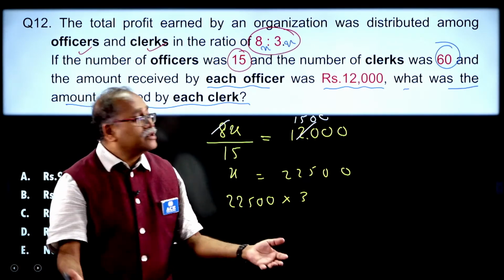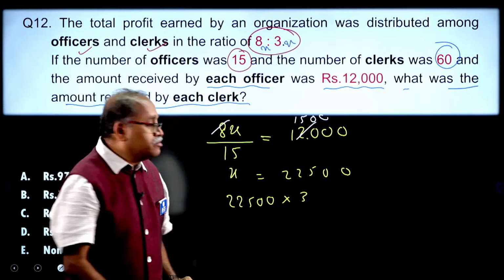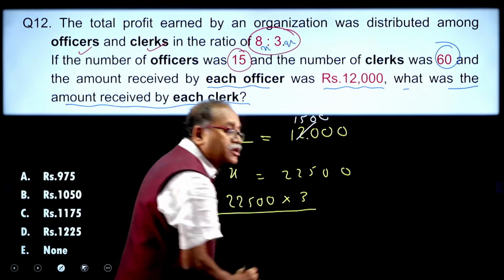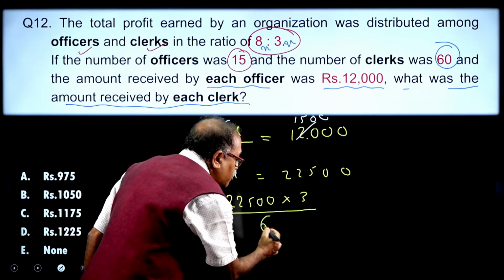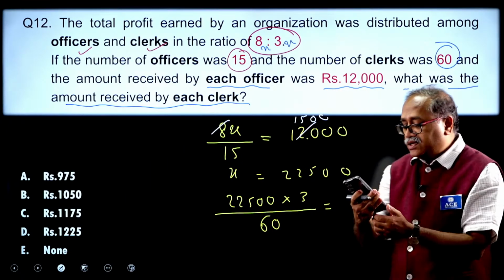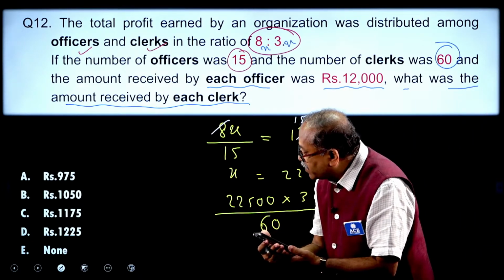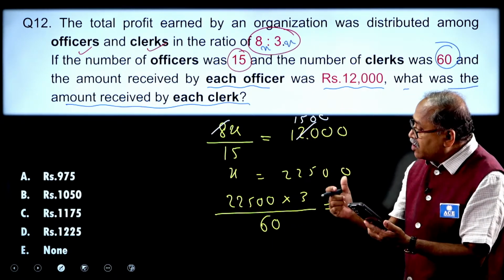How many clerks are there? 60 clerks are there. So, each clerk will get how much? The total money given to the clerks divided by the number of clerks, you are getting the answer. My friends, did you get the answer? Sumit sir has already said 1125. That means none of this.